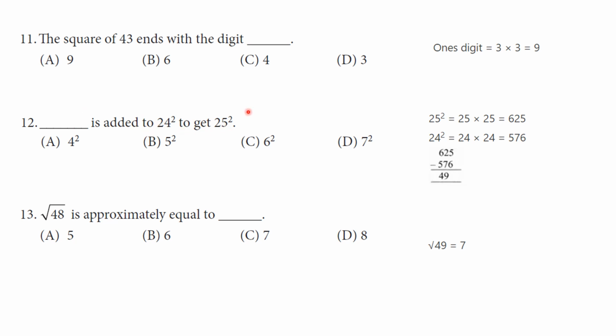Next, what number is added to 24 squared to get 25 squared? So 24 squared is 576. So 25 squared is 625. So 625 minus 576 is what? 49. So which square do we have to add? 7 squared. Square root of 49 is 7 only. So approximately equal to 7.